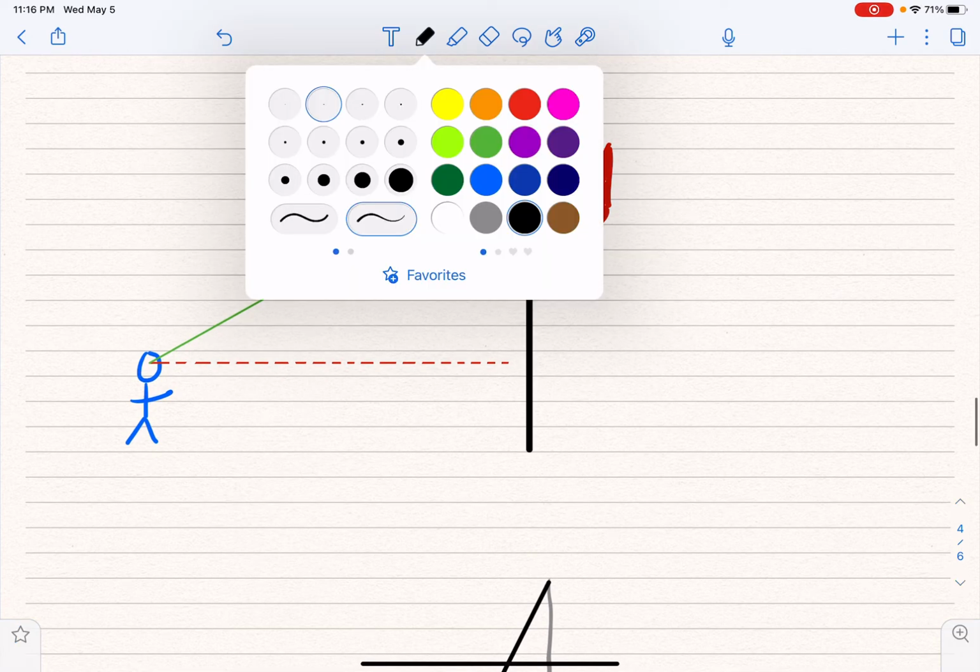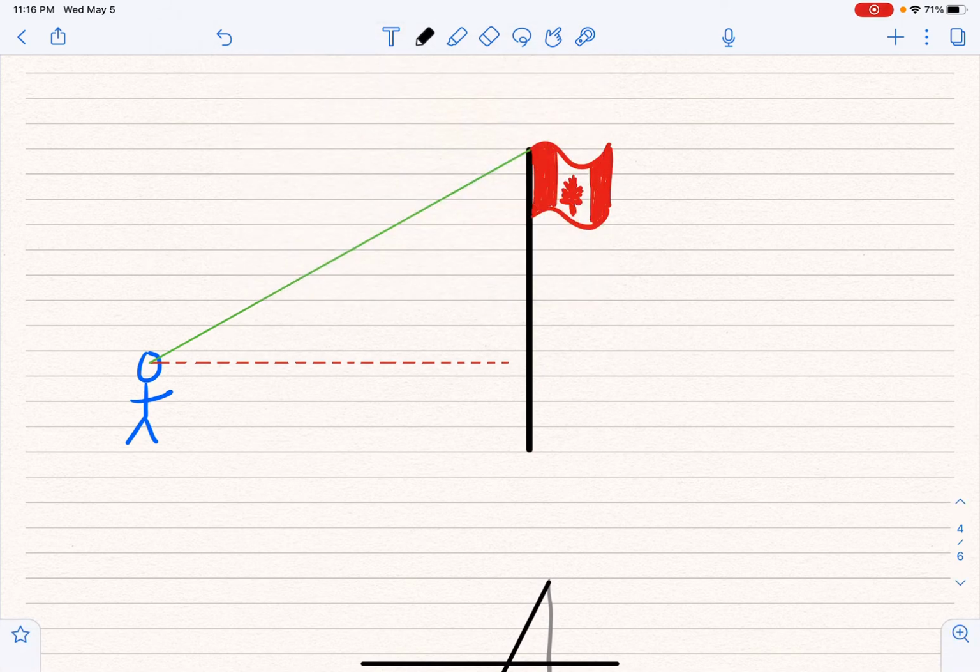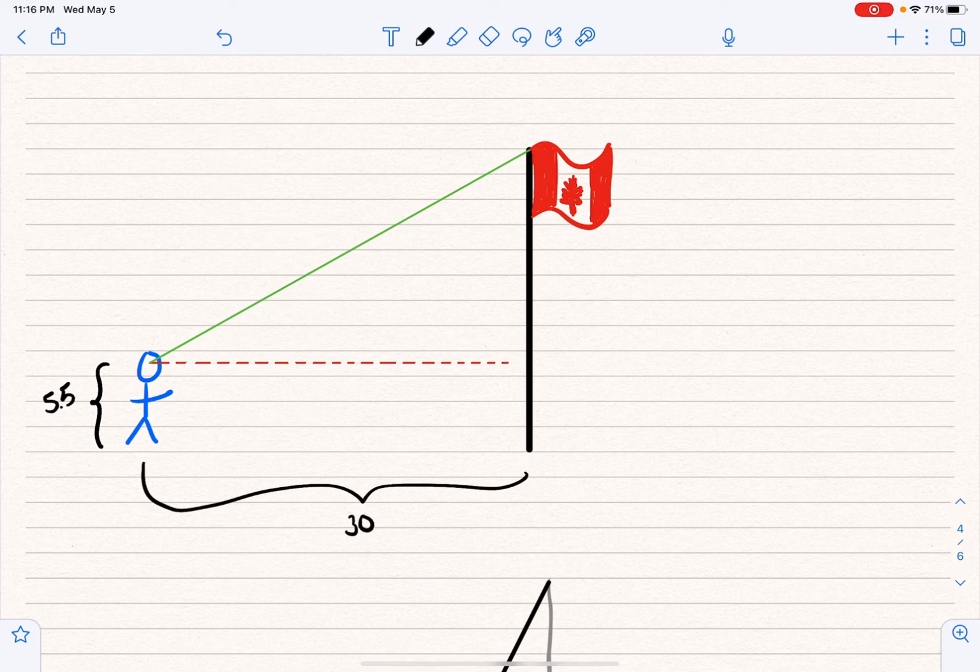Ready? In this situation, we're going to say that this person is about 6 feet tall, but to their eye level is about 5.5 feet. All right, and we're going to say that they are some 30 feet away from this flagpole. They're looking up with an angle of elevation of 37 degrees. And the question is, how tall is the flag? What is the height of the flagpole?